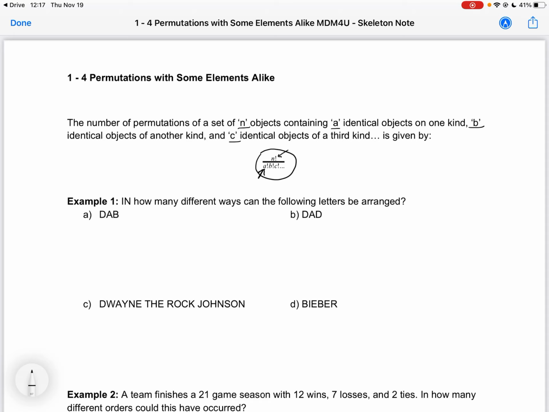So example 1, in how many different ways can the following letters be arranged? So in the word dab, we've got 3 letters, each of them are unique. We would have 3 factorial, no repetitions, gives us 6 possible permutations. Now we're going to look at the word dad. We've got 3 letters, and one of them is repeated twice. So we've got 3 letters, one of them is repeated 2 times, which is going to give us 3 factorial divided by 2 factorial, which is just 3.